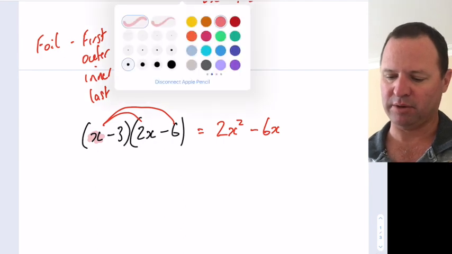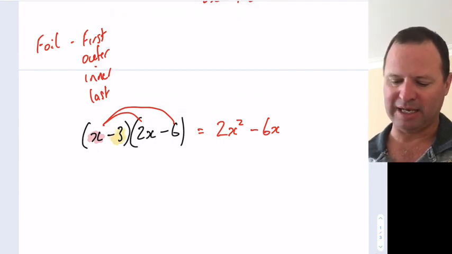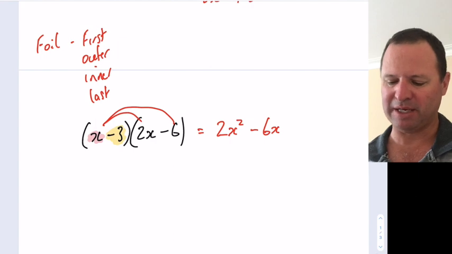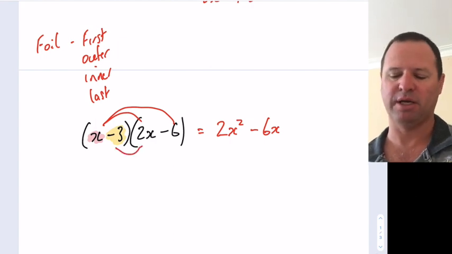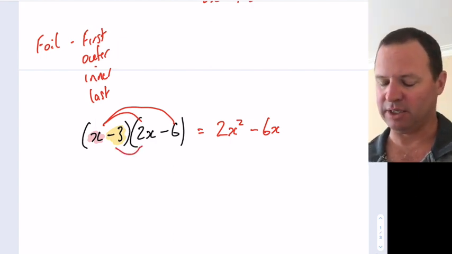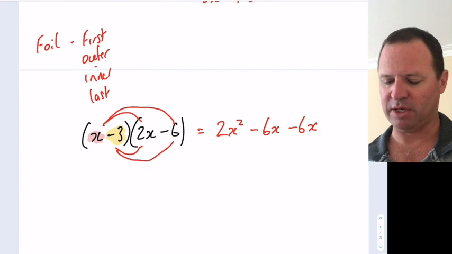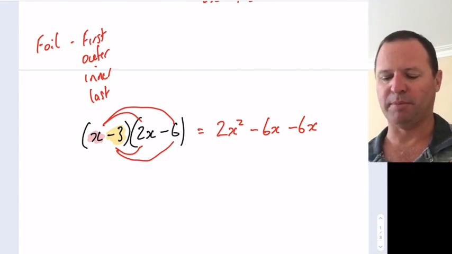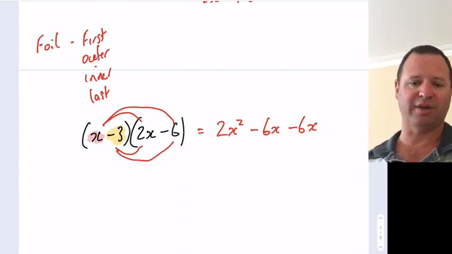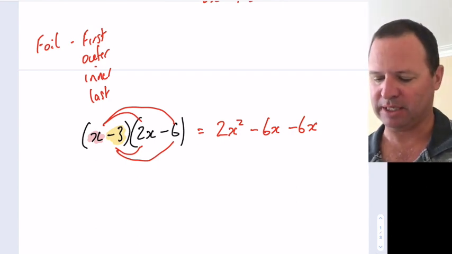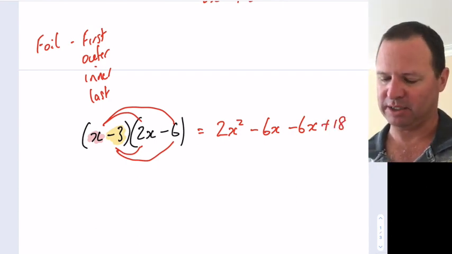I am now going to move on to the negative 3. It's important that you think about that negative 3, and that's going to be the negative 3 times 2x, okay? So that's going to give me negative 6x, all right? The next one, I'm going to do negative 3 multiplied by the negative 6. The two negatives sort of cancel each other out, depending on how you want to think about that, and that's going to end up with positive 18, all right?